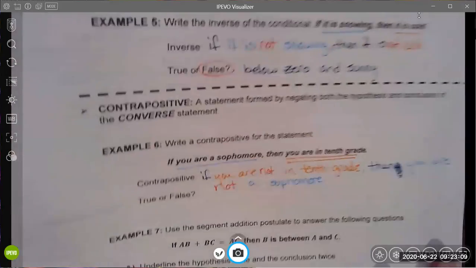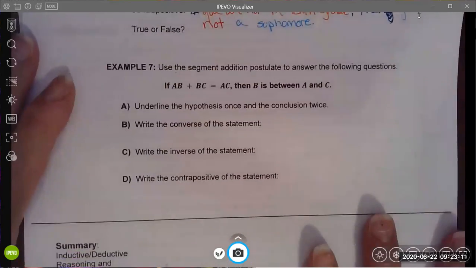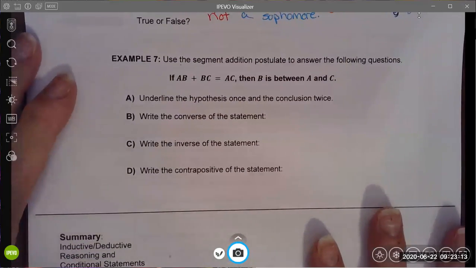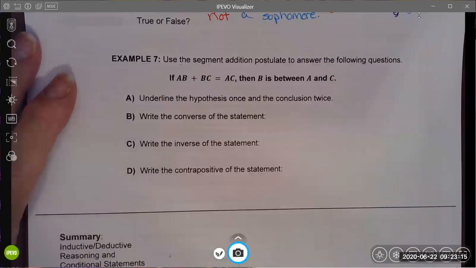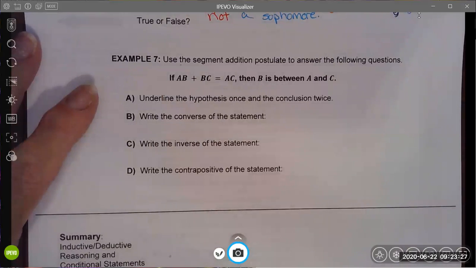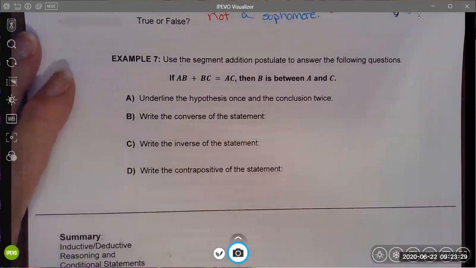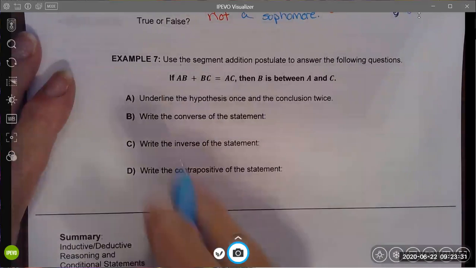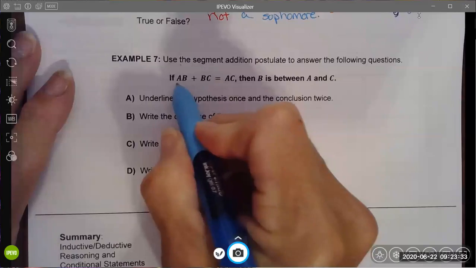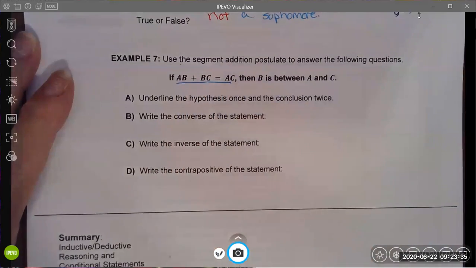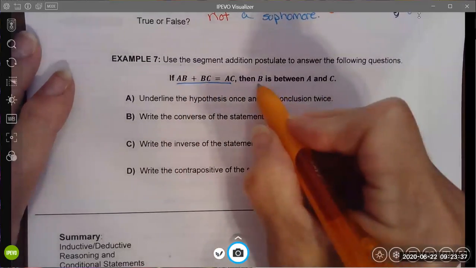All right, we are going to jump to example 7 to conclude our lesson. And we're going to just write all the different kinds of statements given this conditional. If AB plus BC equals AC, then B is between A and C. And you'll recognize this as being the segment addition postulate. We're going to identify the hypothesis and we're going to underline it once. We're going to underline the conclusion twice.